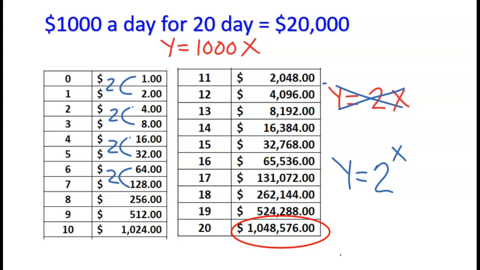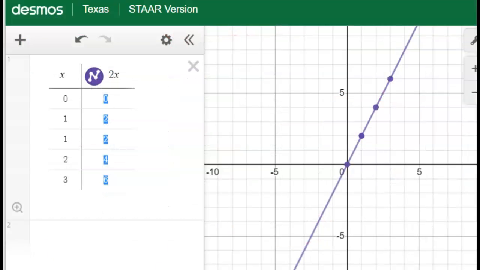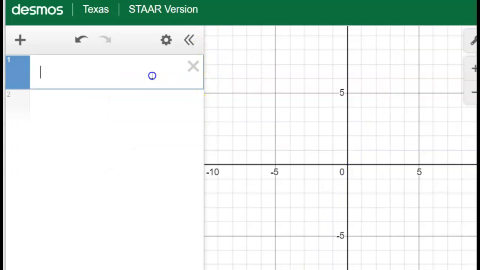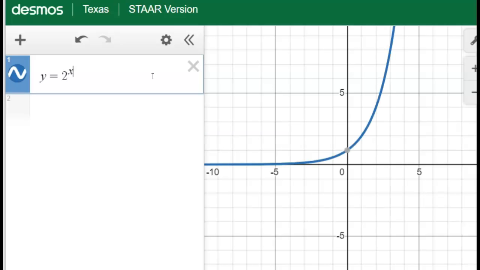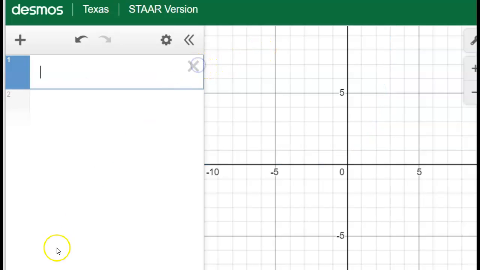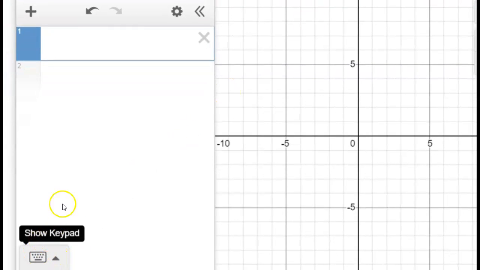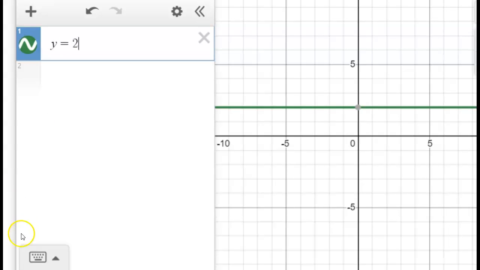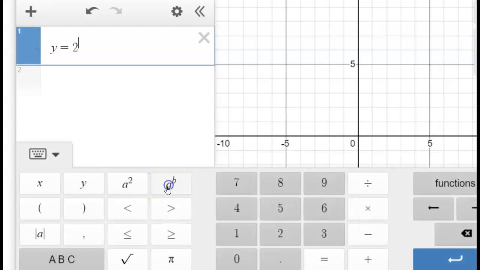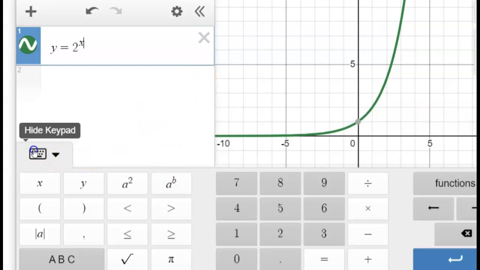This equation on Desmos, click back over to your Desmos, and let's start over. Y equals 2 raised to the power. I use my keyboard to do that. Shift 6 and then the X. You can also, down here at the bottom of Desmos, click on this down here. And you can also use this button down here to get the same thing.